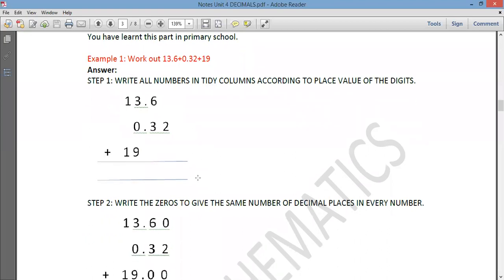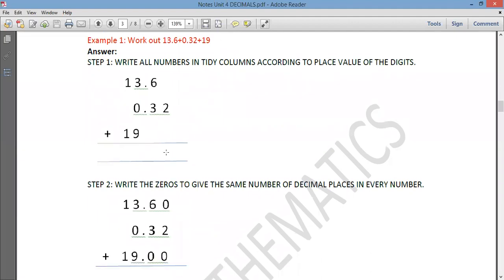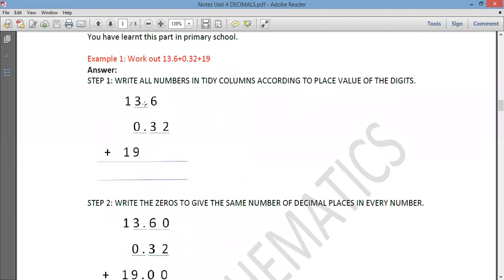Okay, I know you already learned this one in primary school, but we do this revision together because maybe some of your basics are not very good. So this first one, they want you to work out 13.6 plus 0.32 plus 19.